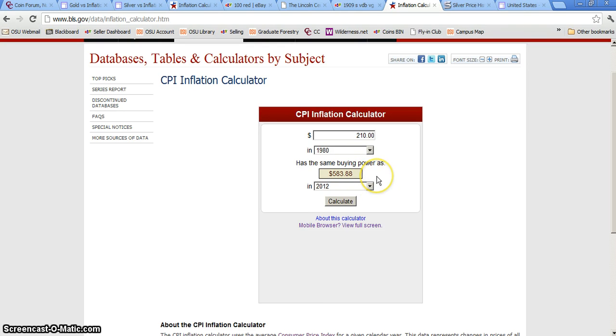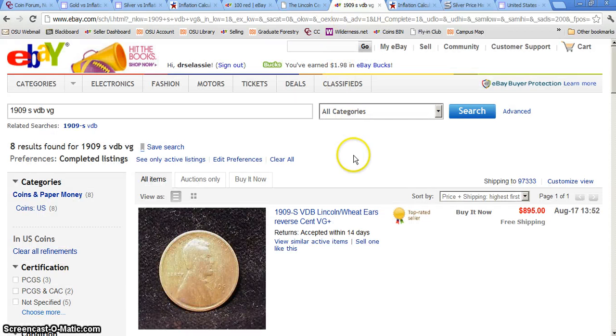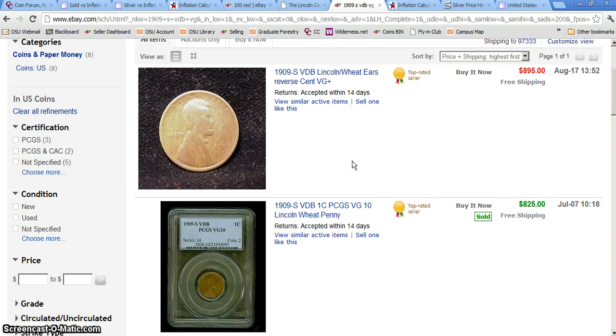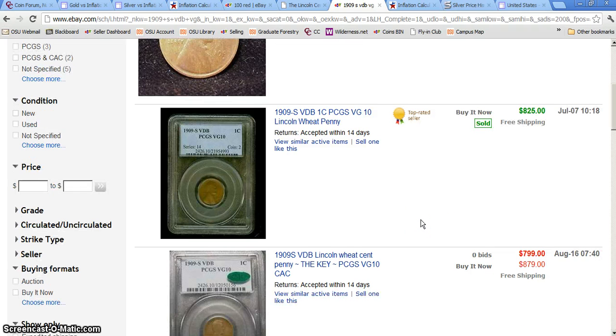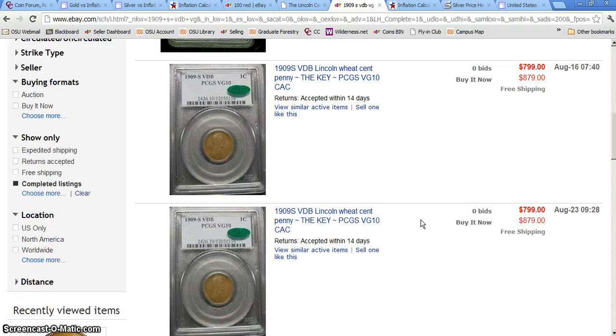Now, if you sell your coin, you must sell it for at least $583 to see any return on your investment. Is this true today? Can you do that? Well, let's look back at eBay once again, and let's see what kind of prices we're getting here. Here's a PCGS VG10 sold for $825. Seems to be a sound investment. Maybe you would have actually made $100 or $200.